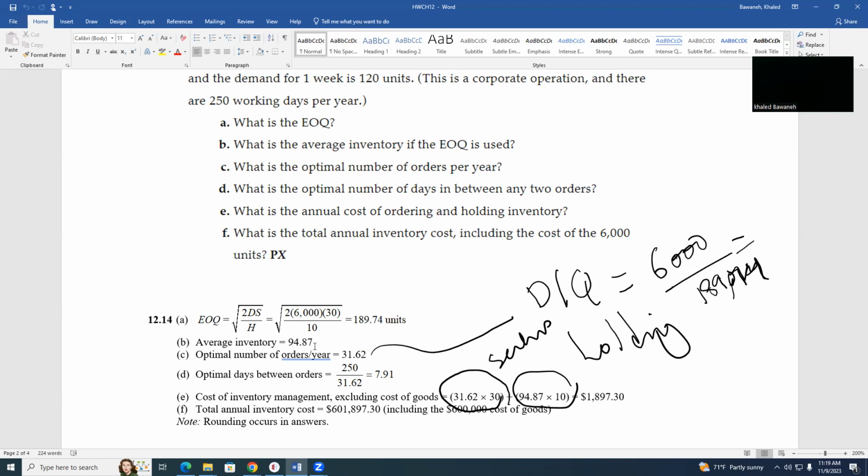And how do you find the average inventory? Q divided by 2. That's the average. It's the 189.74 divided by 2.